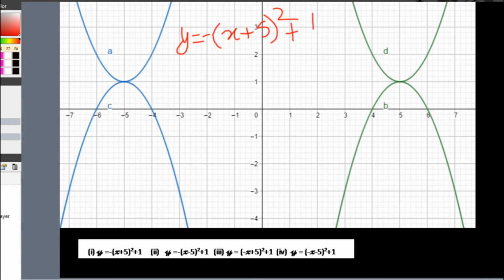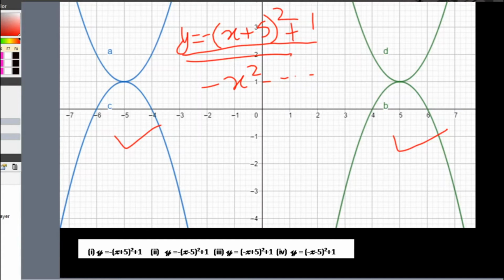The minus sign is outside of the bracket, so when we open this, we'll get an equation in the form of minus x square. So the shape of the graph will be inverted U. So it's either this or this. Now let's see which one of these two is it.